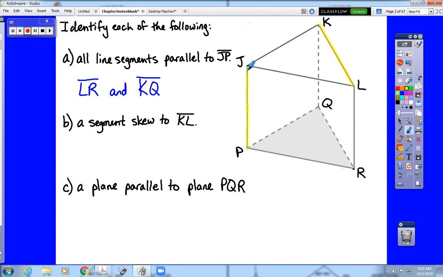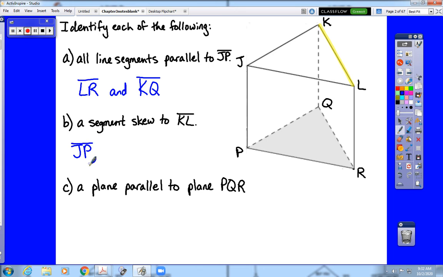Notice that if I extend that edge forever, it still will never intersect KL because it will pass in front of KL. Okay, if we extended both of those line segments forever, it would simply pass in front. So JP is skew to KL. You could also say PJ.